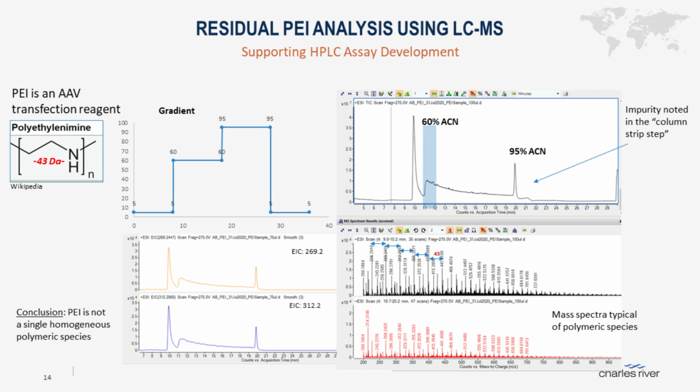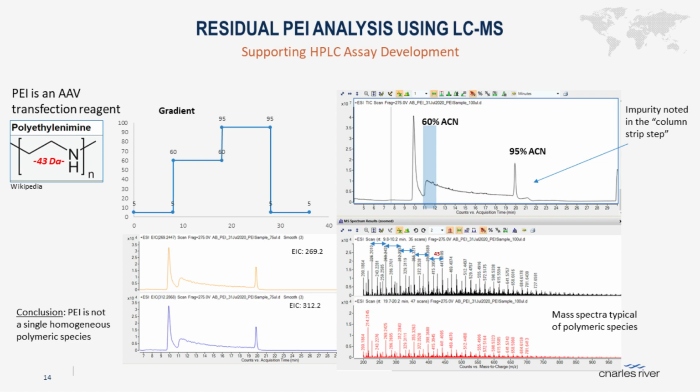All right, so shifting gears a little bit, discussing process residuals, particularly for anyone involved in the AAV field now. People know that PEI, or polyethylene imine, is used as a transfection agent to introduce genetic material into AAVs, and it's important to make sure that your process is removing PEI. So this shows how mass spectrometry is used to help support HPLC method development, so that the HPLC method can then be used to monitor various AAV batches for clearance of PEI.